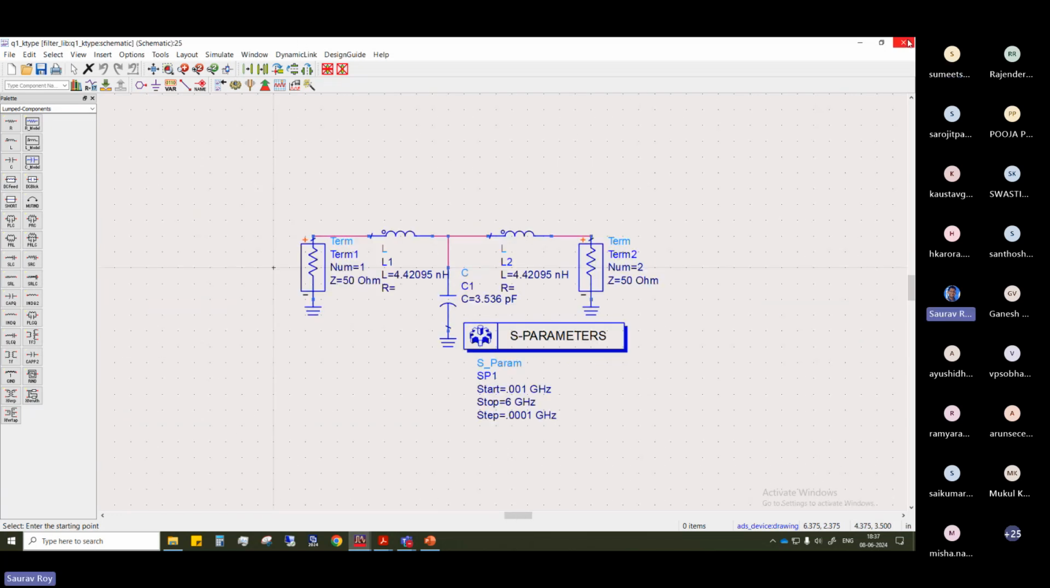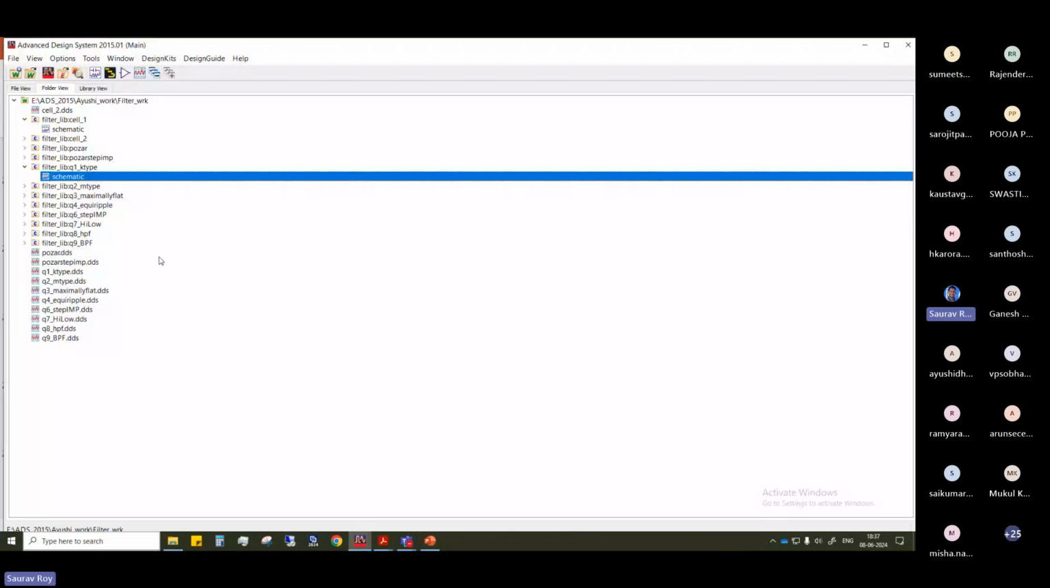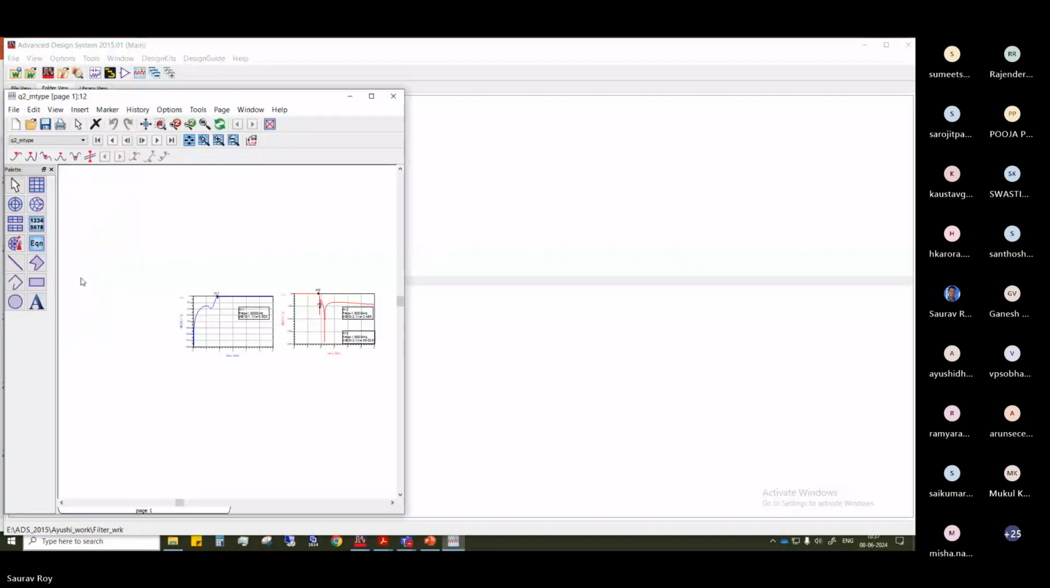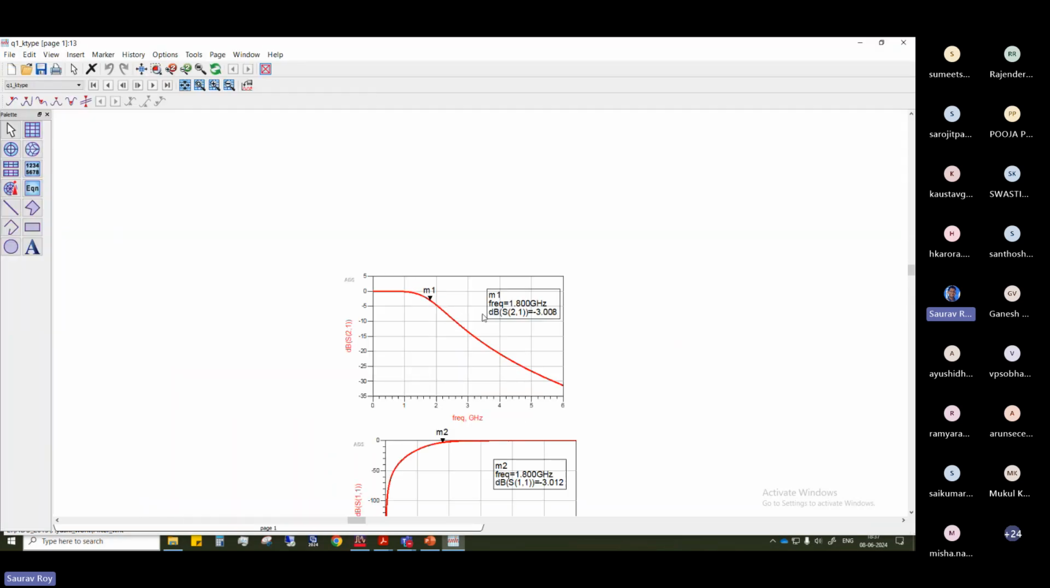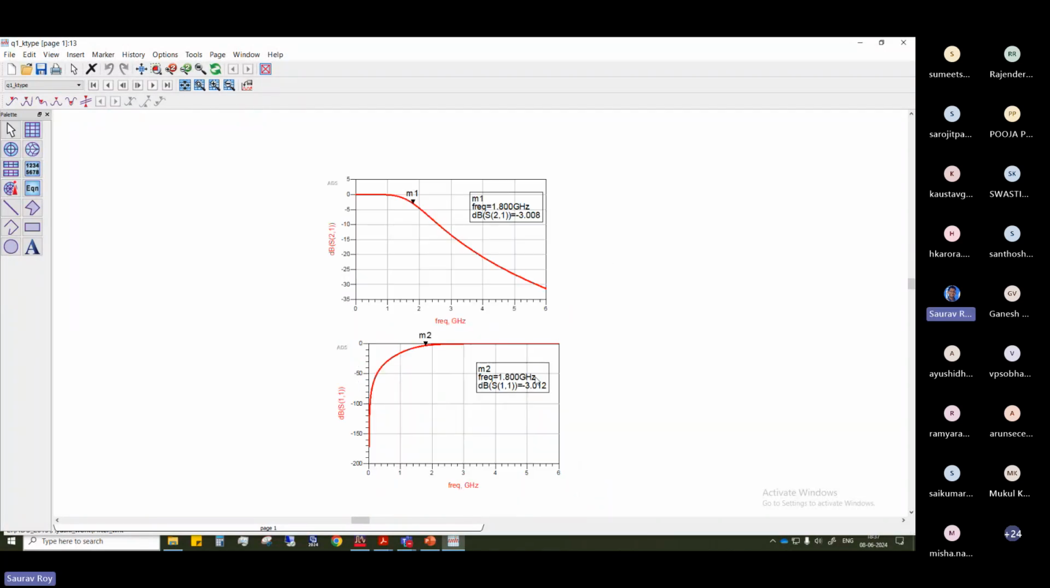So this was the constant K section, and that response is here. This is the S21 plot, and you see S21 was designed for 1.8 gigahertz at minus 3 dB. That is the cutoff frequency, 1.8 gigahertz. That matches. So this you should also plot in your results. You should show that your cutoff frequency is actually at minus 3 dB. And the bottom one is the S11. S11 is good at this frequency, and at the stop band it reduces. So this is the K type.